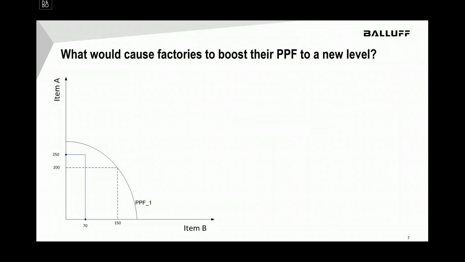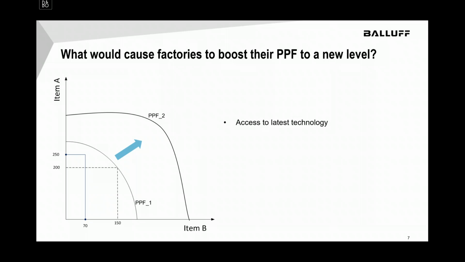By the same token, people ask, what would boost this production possibilities frontier to a new level from where it is today? And the only one factor that affects this production possibilities frontier is access to the latest technology. Technology helps boost this production possibilities frontier.